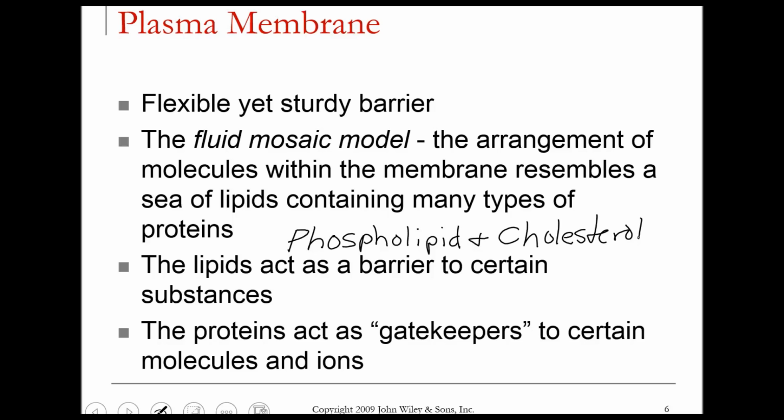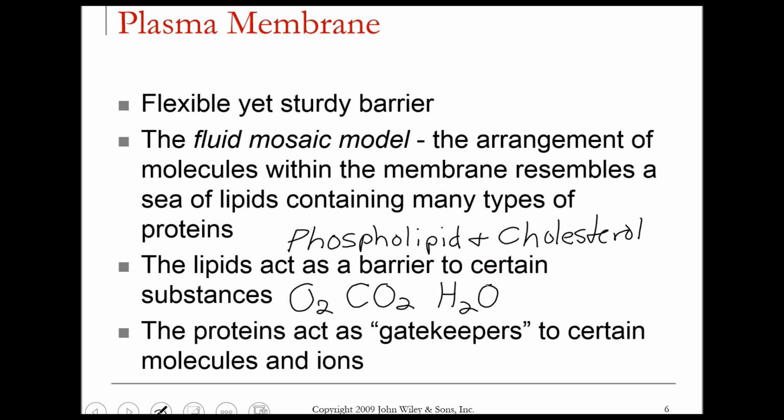Some molecules will be able to pass through. Examples of molecules that can easily pass through the phospholipid bilayer would include molecular oxygen, the oxygen that you breathe. Carbon dioxide can pass through the phospholipid bilayer, and also water, to a limited degree, can also pass directly through the phospholipid bilayer.